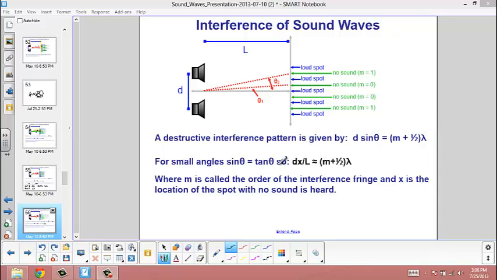For small angles, and we're not going to explain the small angle approximation again, sine of theta is approximated by tangent of theta. So the sine of theta would be x over L, where the tangent of theta would be the x location divided by L.